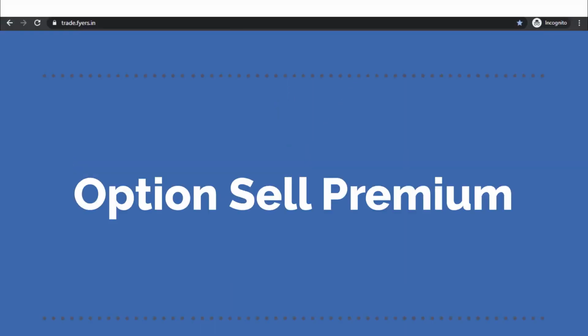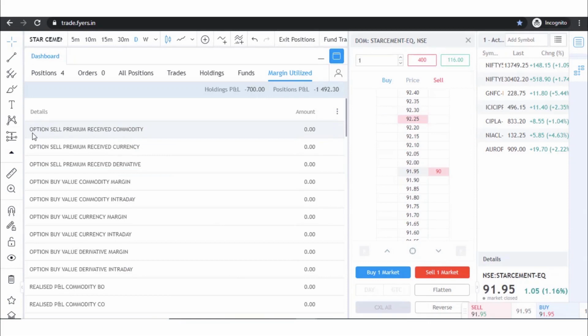Option sell premium. It shows you the premiums received by option sellers on a consolidated basis across all segments, that is, equity, currency, and commodities. This will help traders ascertain how much option premium value is added to the trading account balance.